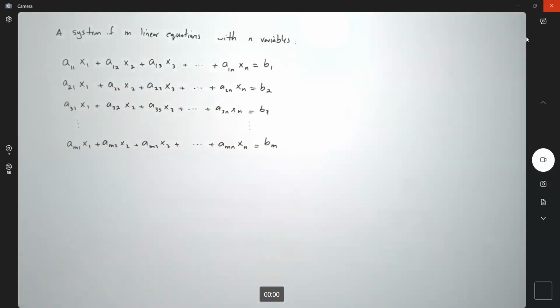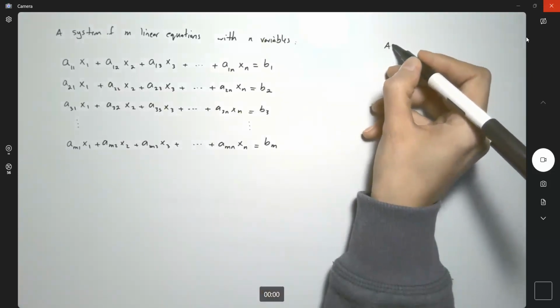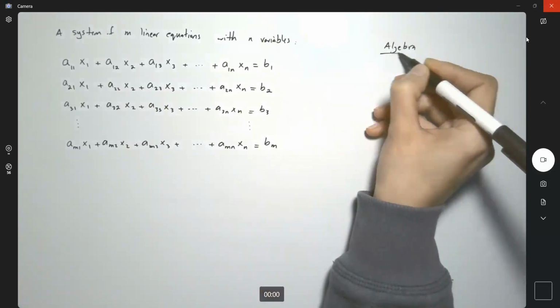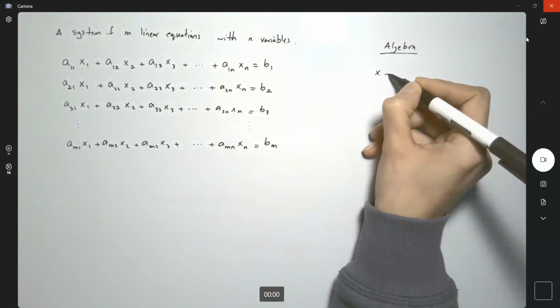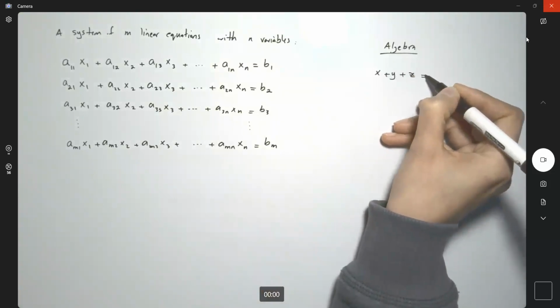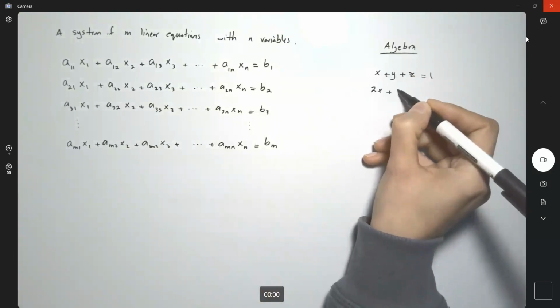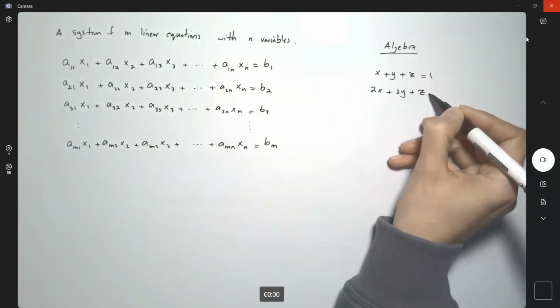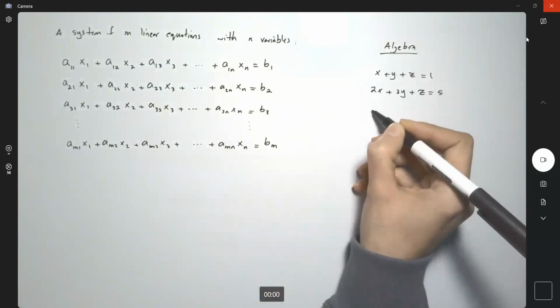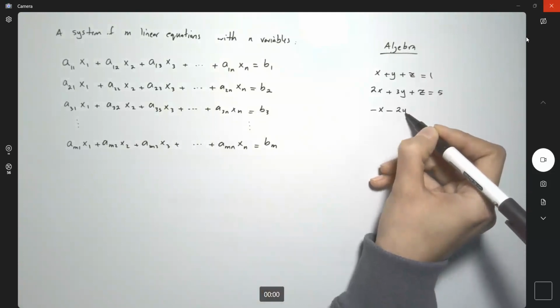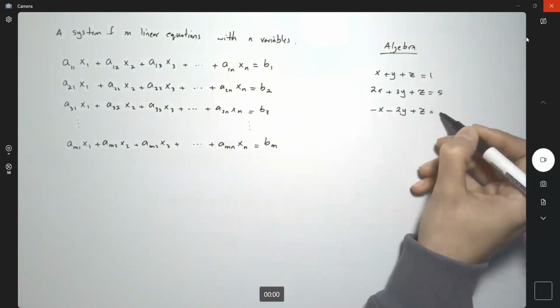You saw these types of equations in algebra before. For example, in algebra, you had the equation x plus y plus z equals 1. Then you had 2x plus 3y plus z equals 5. And another equation, negative x minus 2y plus z equals, for example, a half.